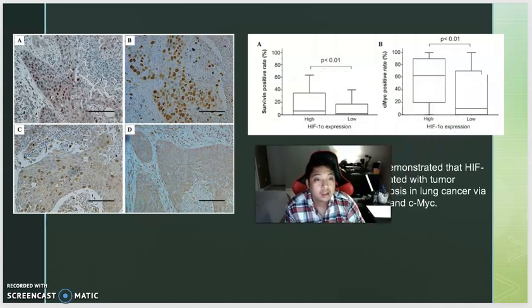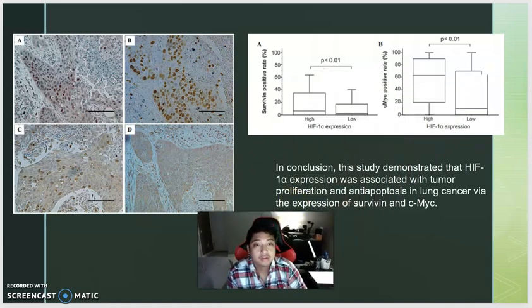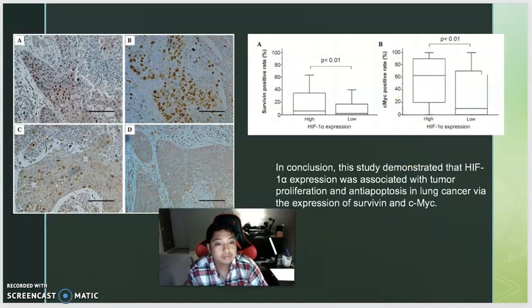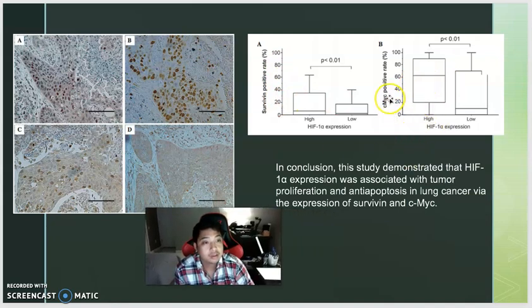And here I have a chart from the same article. It's comparing the survivin positive rate and the C-MyC positive rate under HIF1 alpha expression. And here's the high, here's the low, here's the high, here's the low. You can see under the high expression that the survivin positive rate was higher, and then the same trend over here for the C-MyC positive rate.